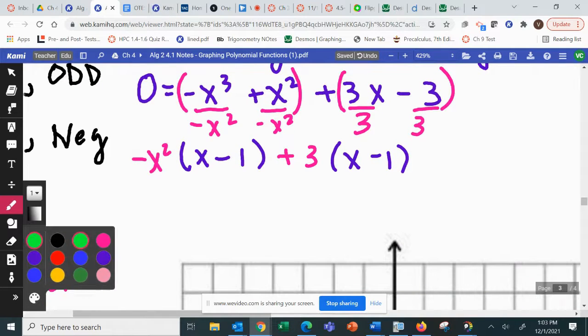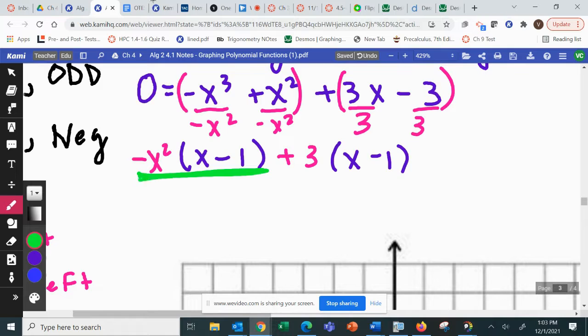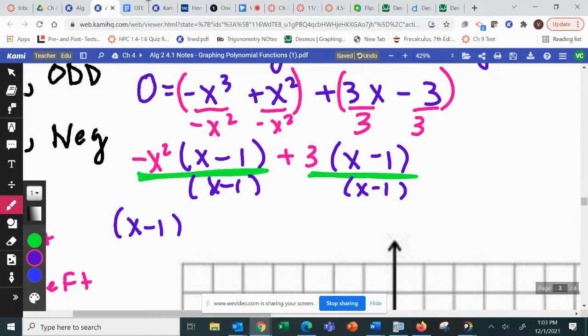And then remember, our next step is we look at this and this separately, and we say, is there a greatest common factor in those 2 things? Yes. There's an x minus 1. So we're going to factor that out. And I'm going to have left over -x squared plus 3. -x squared plus 3 is not linear. So we want to keep going with that and make sure that it can't go further.